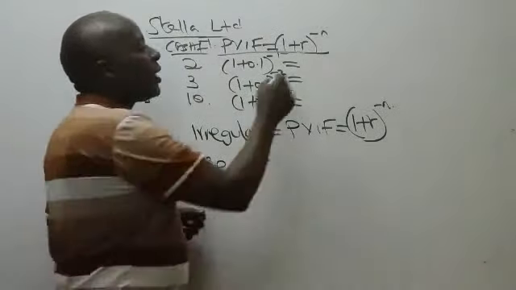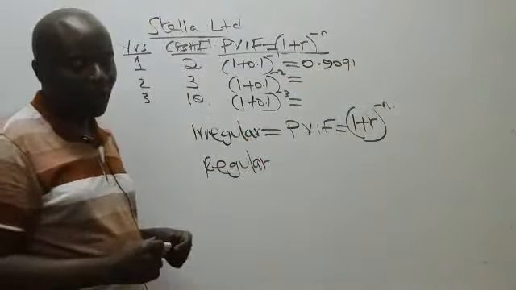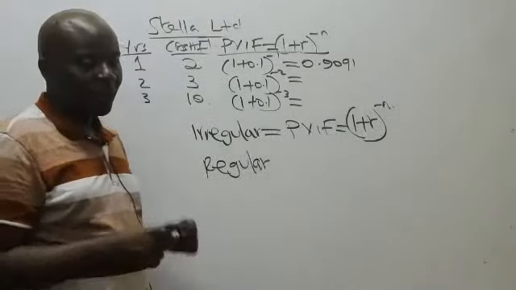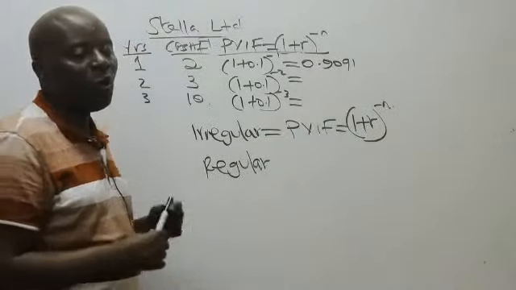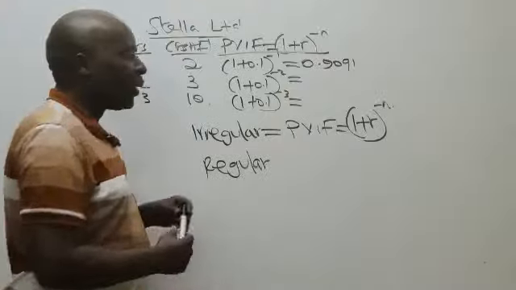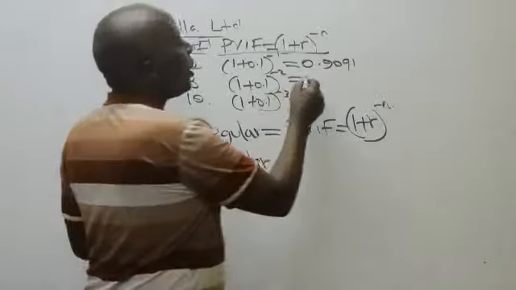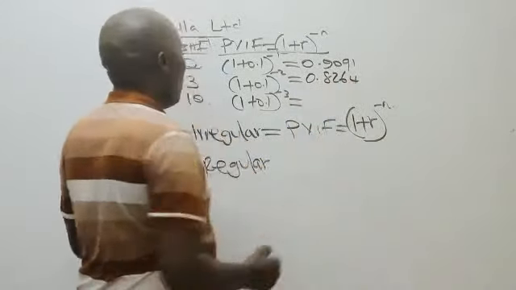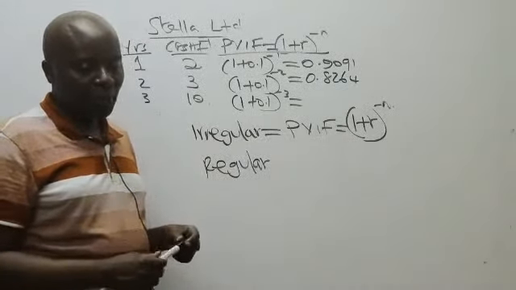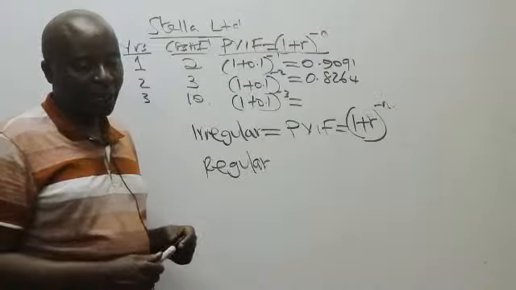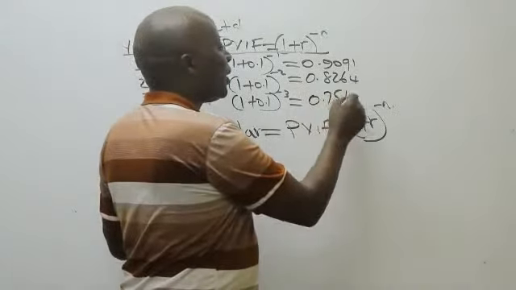Sylvia tells me it is 0.9091. Thank you very much. Now, there is a rounding off issue there. How about 1.1 raised to minus 2? It is 0.8264. How about 1.1 raised to minus 3? What are we getting? Somebody is telling me it is 0.7513. So you can see the discounting.